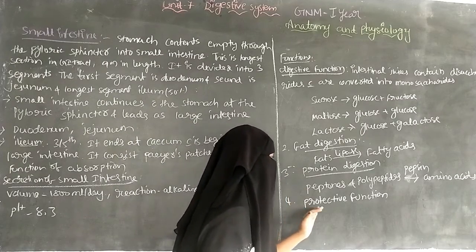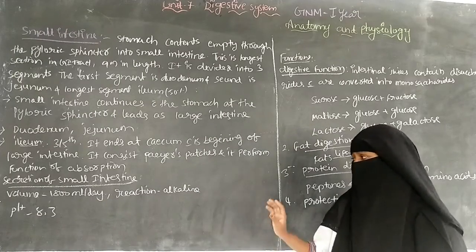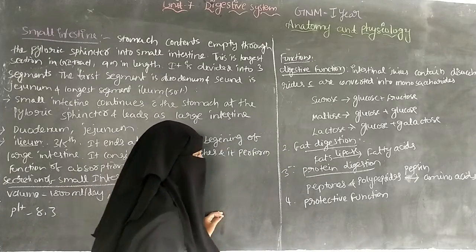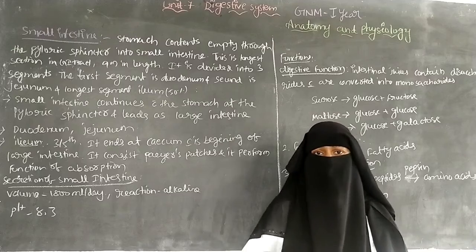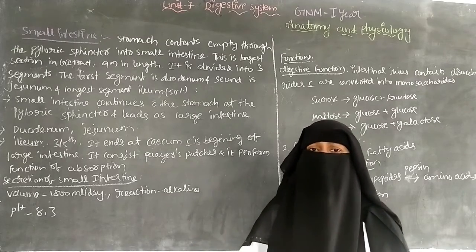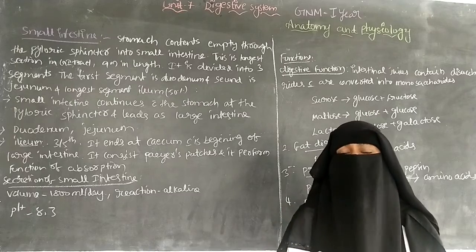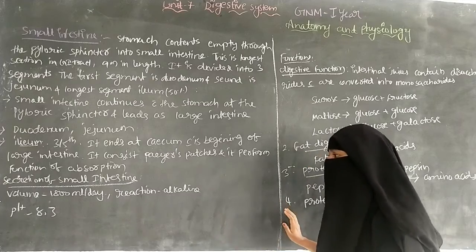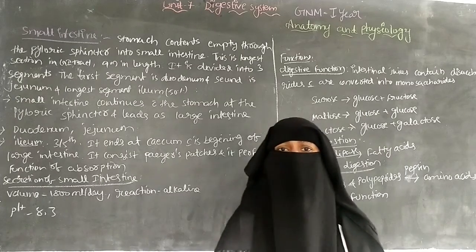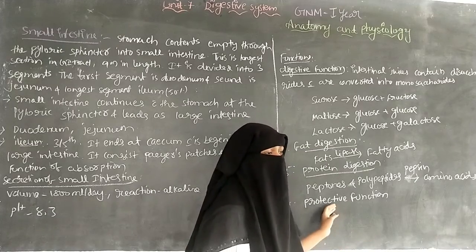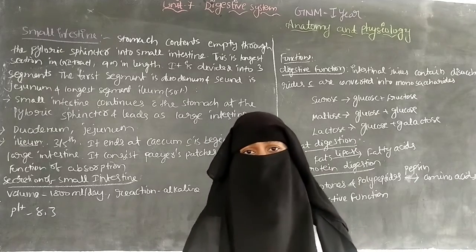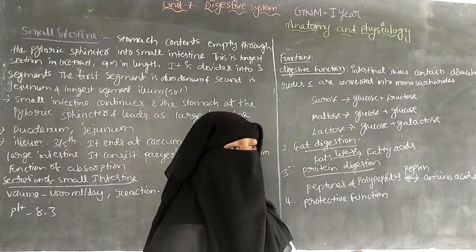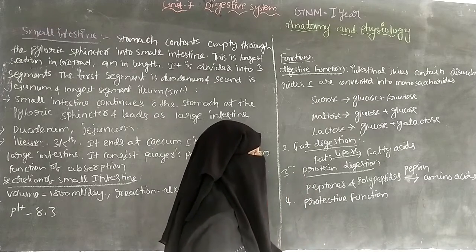The next one is the protective function. The secretions released by the small intestine protect the inner lining of the stomach. The hydrochloric acid and other acids can damage the inner lining of the stomach or the small intestine, causing ulcer formation in the stomach. This can be prevented by the small intestine.